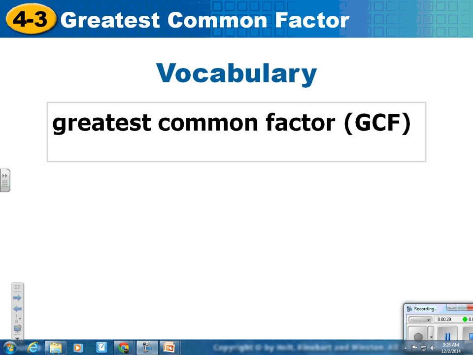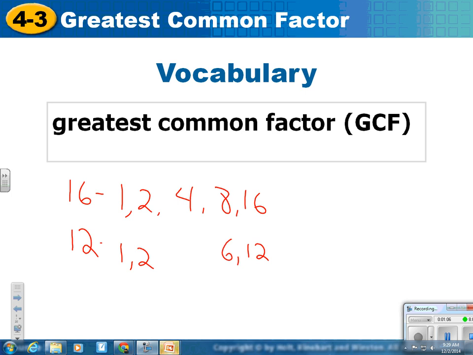All right? So, if we have two numbers, let's say it's 16 and it's 12. 16 and 12 both have factors, don't they? What are the factors of 16 and 12? What are the factors of 16? We got 1 and 16, 2 and 8, and 4. Right? There's our factors. Factors of 12: 1, 12, 2 and 6.